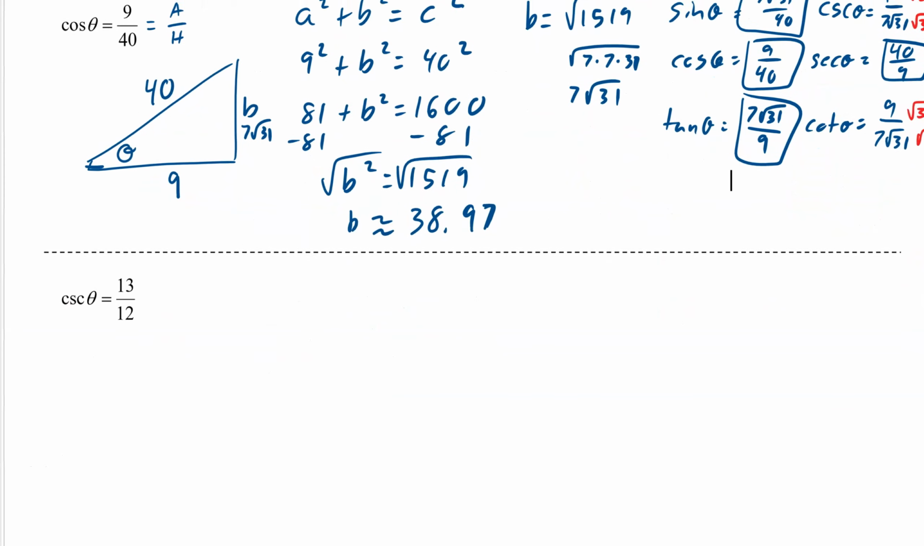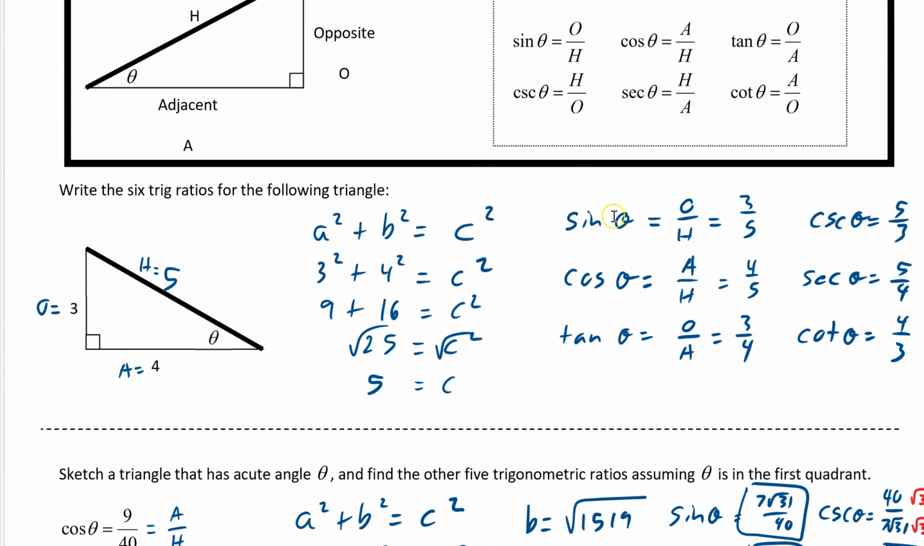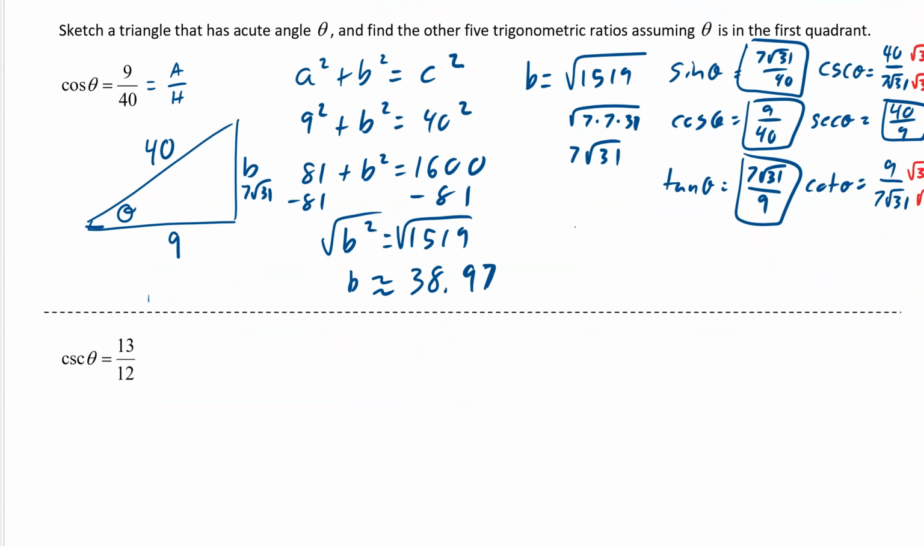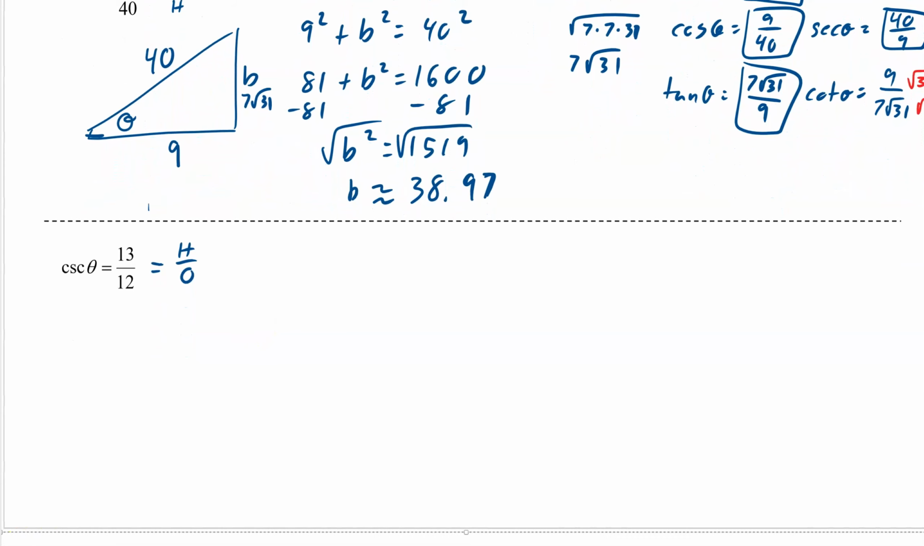Okay, so the last one is yours to try. This is a cosecant. So again, we go back and look. Cosecant is the reciprocal of sine, so it is a hypotenuse on top and an opposite on the bottom. So this is our hypotenuse over opposite, and I want you to give it a shot. So hit pause now and try it. Find all 6 ratios from that. Hit pause now.